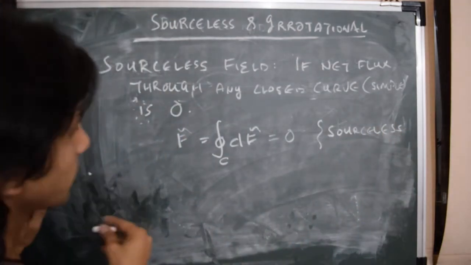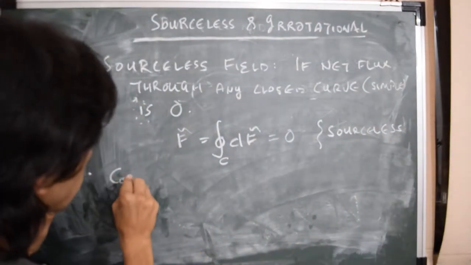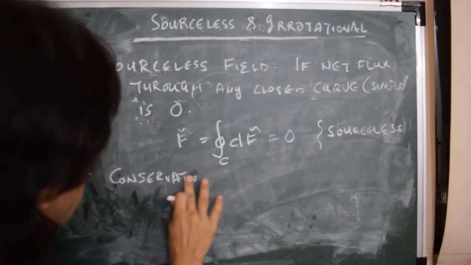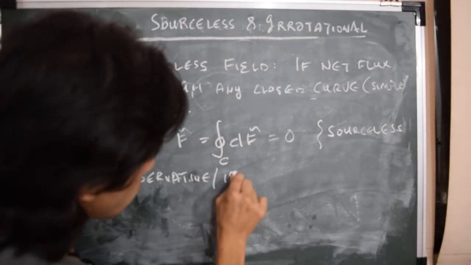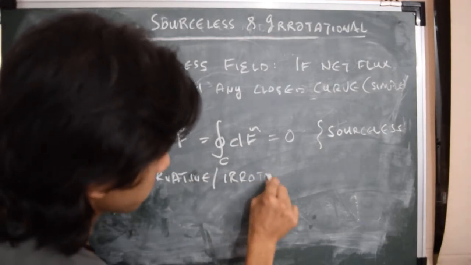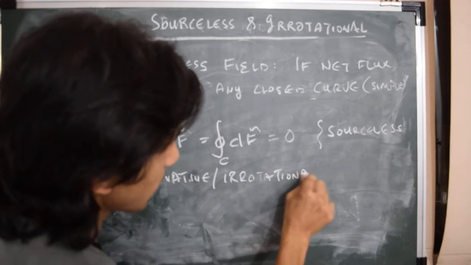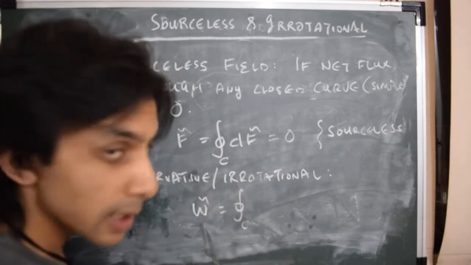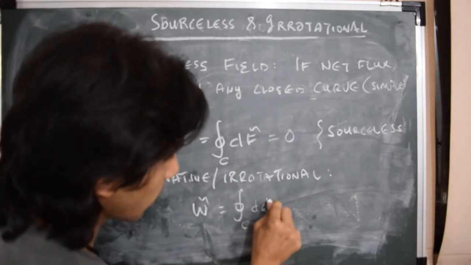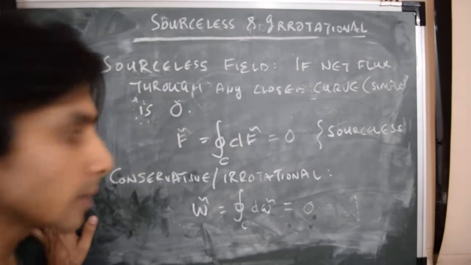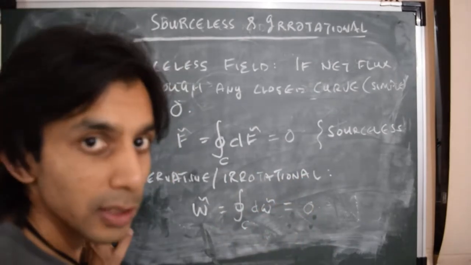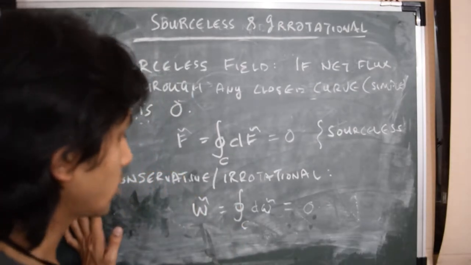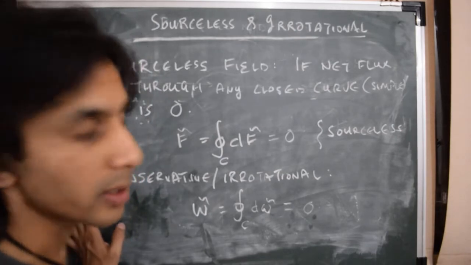And in the same way, we have the notion of a conservative field or an irrotational field, conservative or irrotational. And this happens when the work done along a closed curve C by the field is 0. So the same idea, but this time we are evaluating the work done along a closed loop, and if that is 0, then we define that field in that region of space as conservative or irrotational.